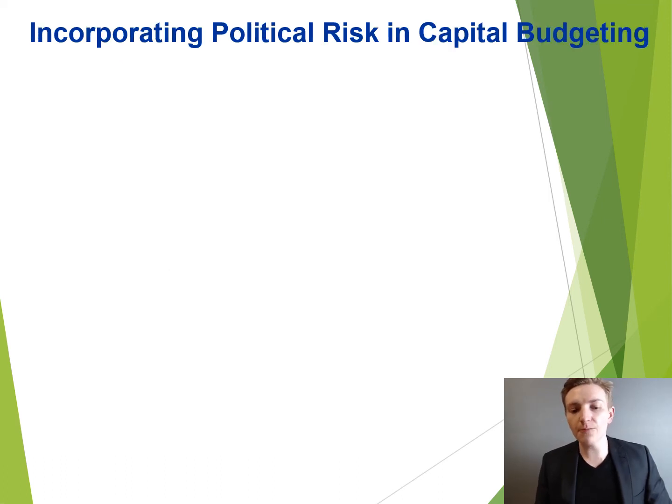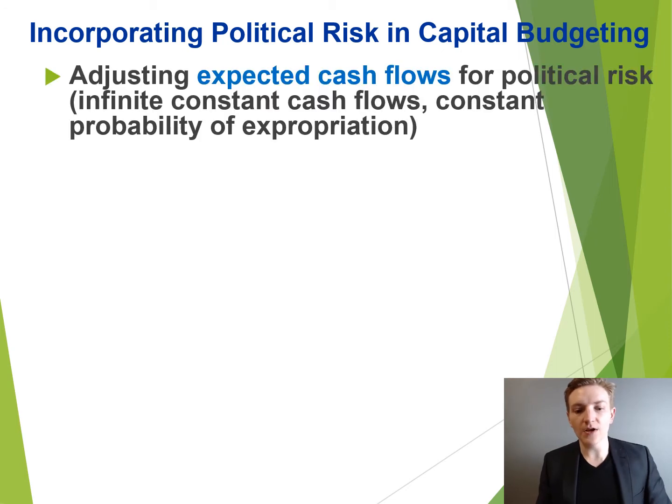Now, in terms of incorporating political risk into capital budgeting, one would need to either change the cash flows or change the cost of capital for the underlying project. By changing the cash flows, you're effectively looking at the expected value of that risk. By changing the cost of capital, you're effectively discounting cash flows to represent the higher degree of risk. So you would adjust either of these two.